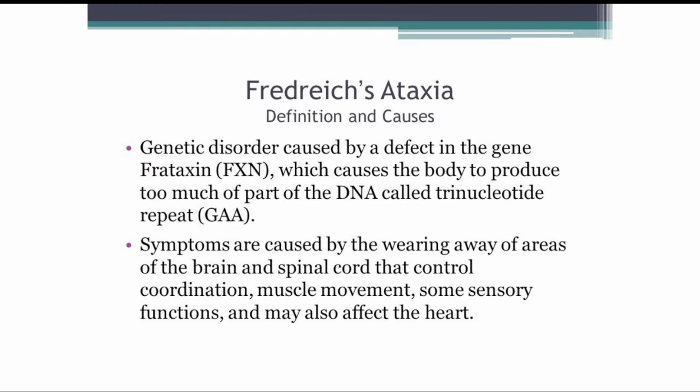The next disease is Friedreich ataxia. This is a genetic disorder caused by a defect in the gene frataxin, which causes the body to produce too much of a part of the DNA called a trinucleotide repeat, GAA. The affection of brain and spinal cord happens, and the heart is also affected.